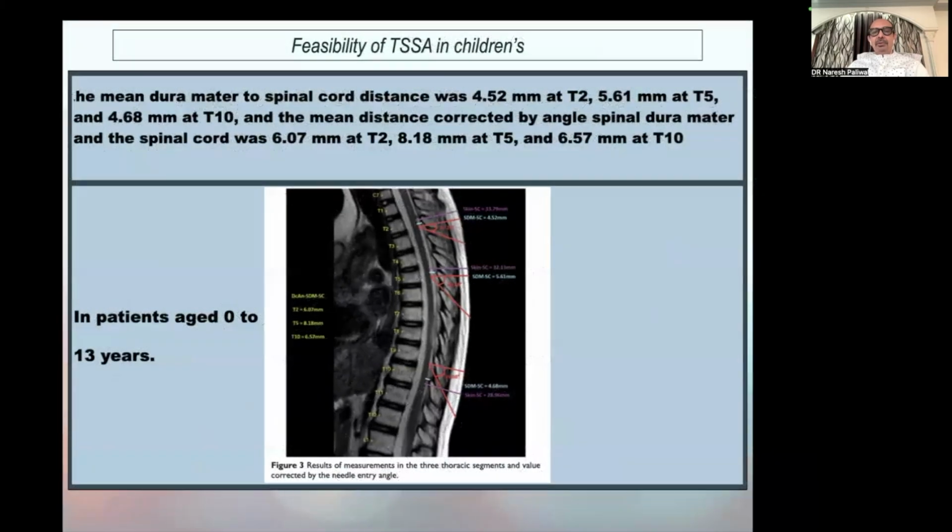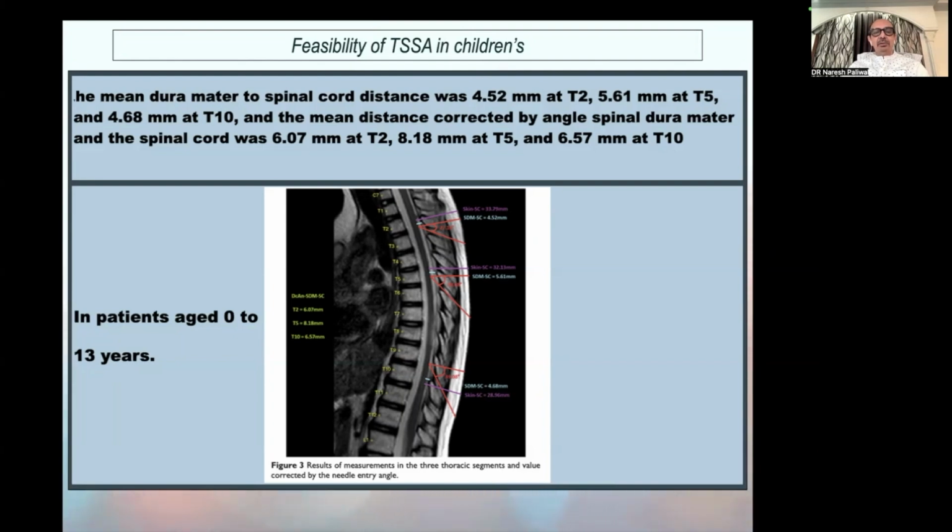Now coming to the feasibility of thoracic segmental spinal anesthesia in children. This is an MRI study, which was done in patients aged 0 to 13 years, with a similar explanation as was done in adults. The mean diameter of the spinal cord distance was 4.52 millimeters at T2, 5.61 millimeters at T5, 4.6 at T10, and the distance corrected by the angle was quite high.